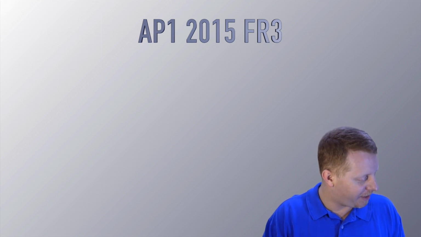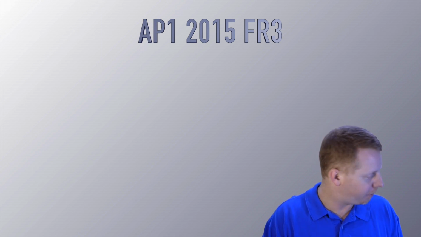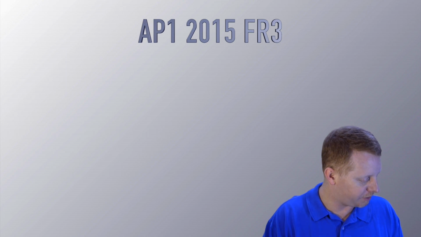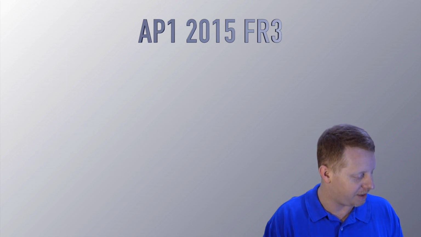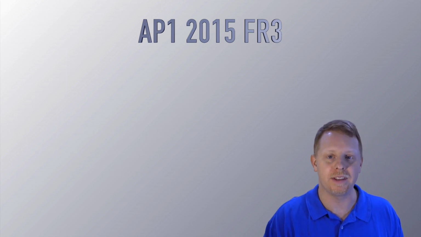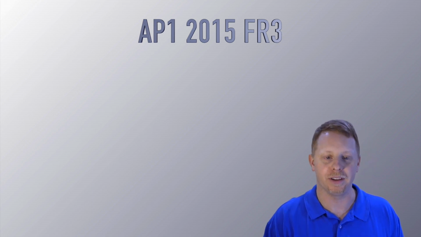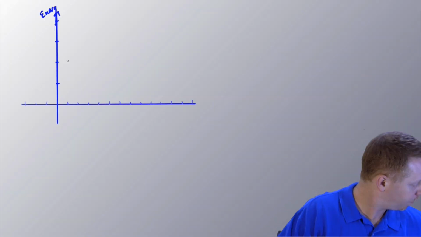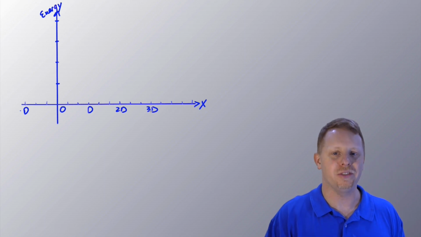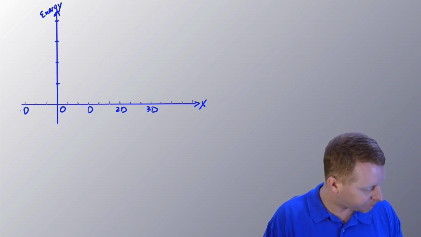So, A, on the axes below, sketch and label graphs of the following two quantities as a function of position between negative d and 3d. We're looking at the kinetic energy, K, of the block and the potential energy of the block-spring system. So first thing I'm going to do is make my plot. Okay, so now we have our axes made.